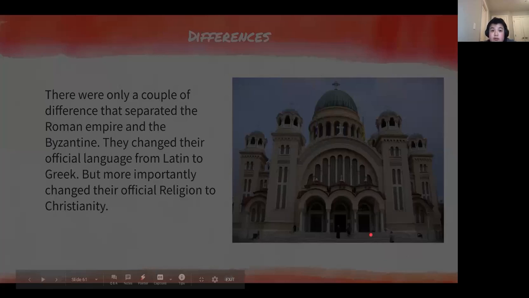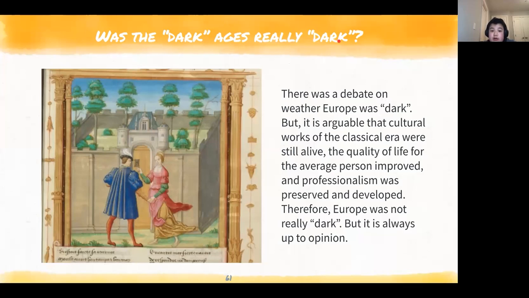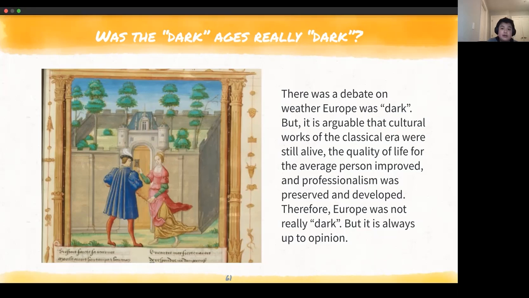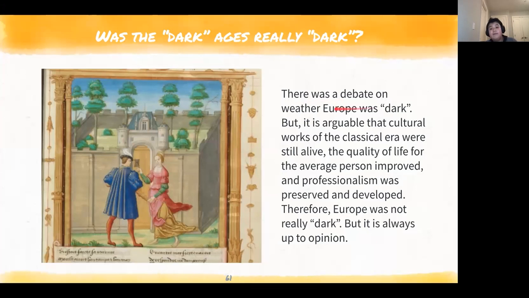Okay, so moving on. Was the Dark Ages really dark? This is a question that's brought up many times. There's always a debate with many people whether it's dark or not. Hold on, sorry. But it's arguable that it is not dark, because these paintings, this era, the quality of life remained the same. People were still farmers, and sometimes even people were richer. This is why Europe was not really dark, in my opinion. But whether it's dark or not, it's always up to your opinion.